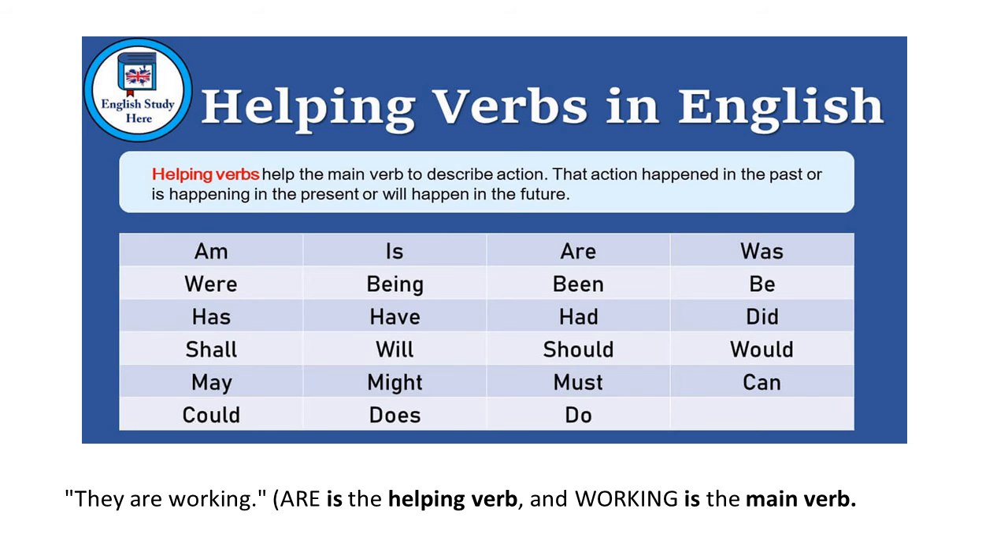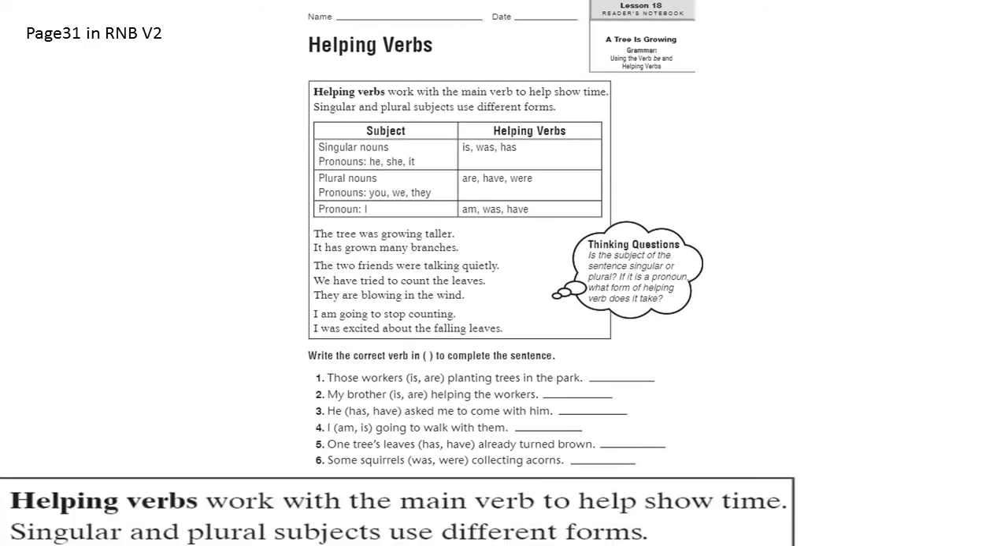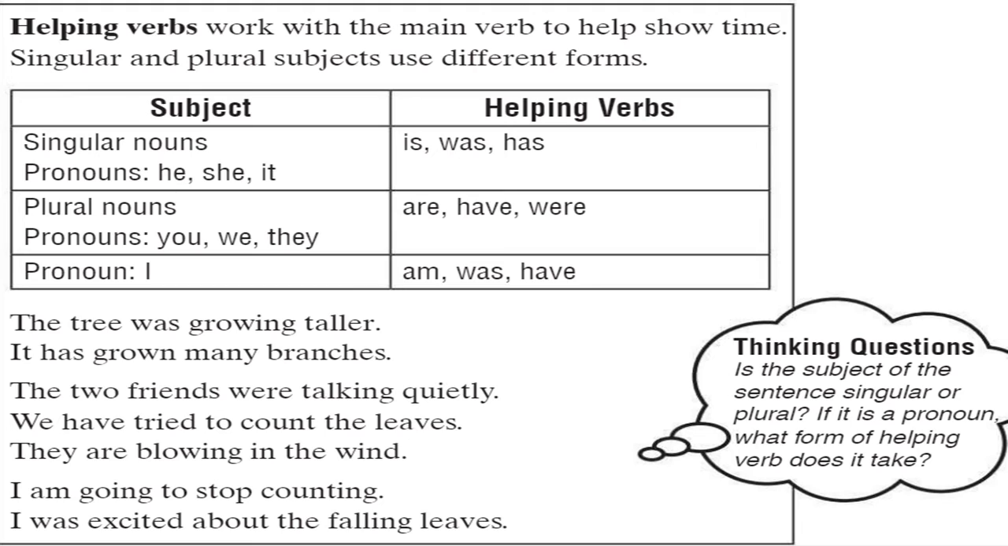Great, let's solve the exercise. Please open up page number 31 and let's have a closer view. Again, we've spoken about it. And now I want you to focus again on the thinking question. That is, think about the subject, whether it's singular or plural. If it is a pronoun, then think about what form of helping verb does it take. So that's how it rolls. Let's try.